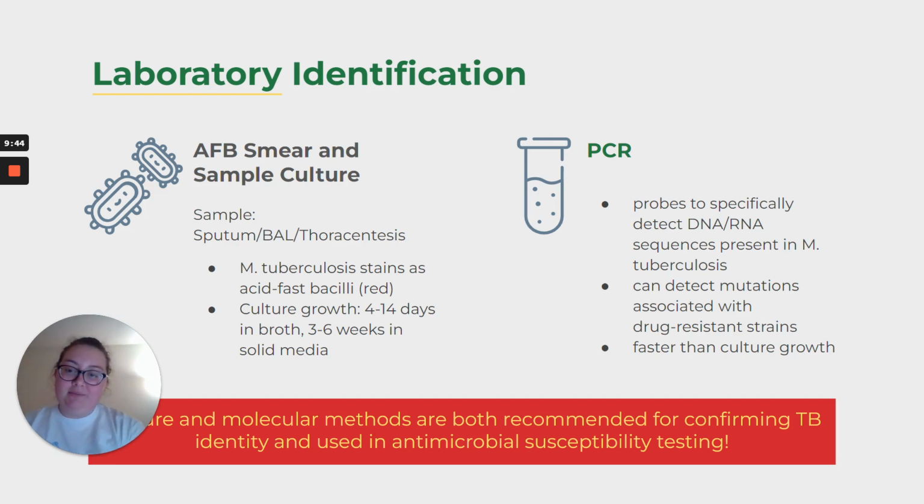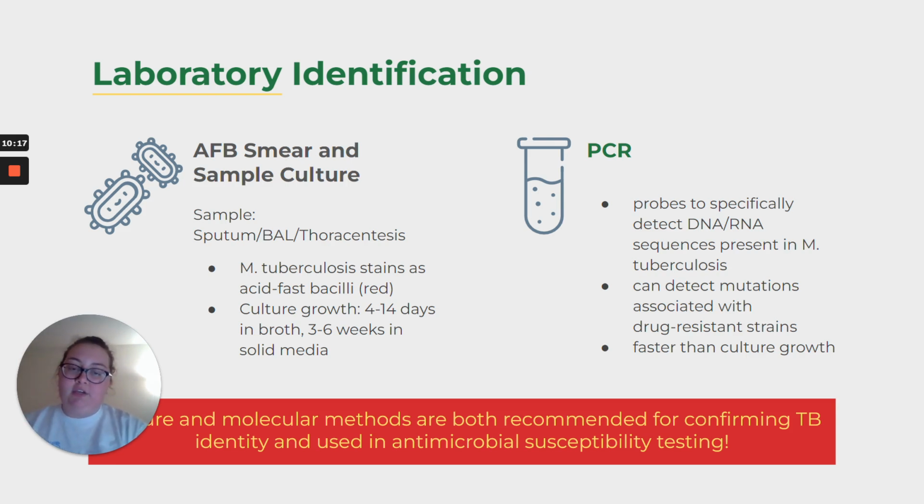When you get that sample, they are going to stain it using an acid-fast AFB smear, and M. tuberculosis is going to stain red. So that is pretty indicative of TB. If they're going to grow the culture, it does take a while. It takes 4 to 14 days in broth or 3 to 6 weeks in solid media. So that's part of why TB isn't actually diagnosed using culture alone, because that patient is going to be experiencing symptoms and having to wait a long time before they can get any sort of growth in the lab.